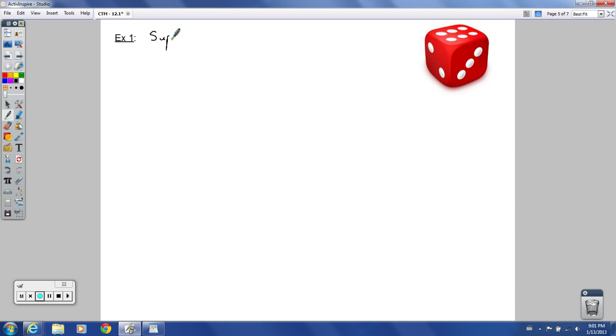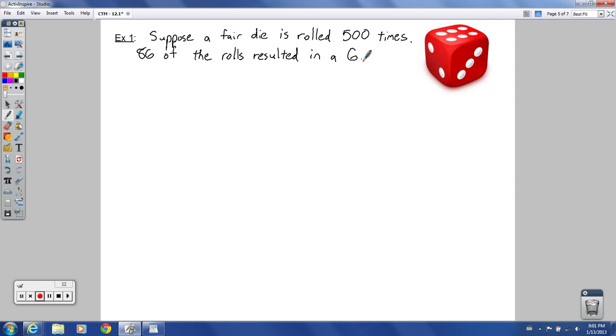Alright, so let's check out an example. Let's say that this is the case. Suppose a fair die is rolled. Die is singular for dice, so if you had more than one, that would be dice, but one is just a die. We're not actually going to do this. This would take way too long, I think. So suppose this fair die is rolled 500 times. And we're also going to suppose that 86 of the rolls resulted in a 6. So we're assuming this fair 6-sided die. You can actually have other dice.